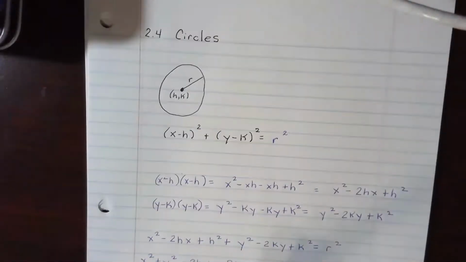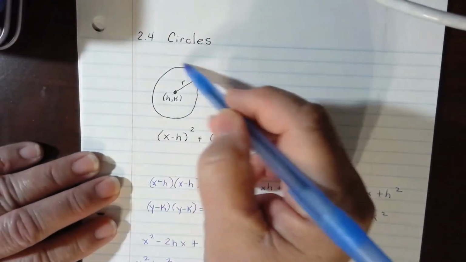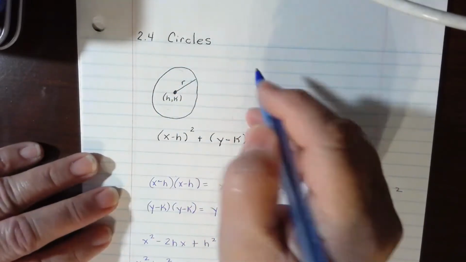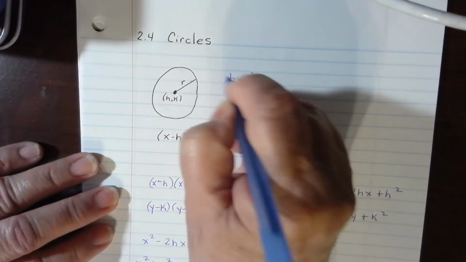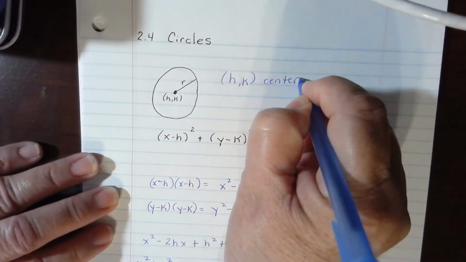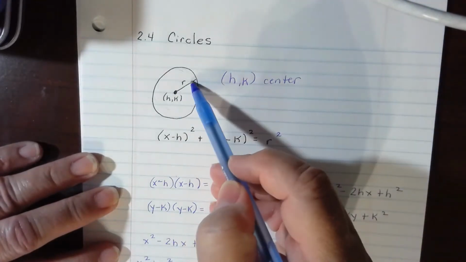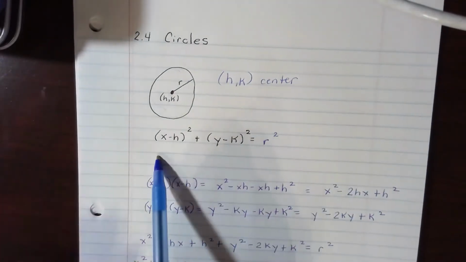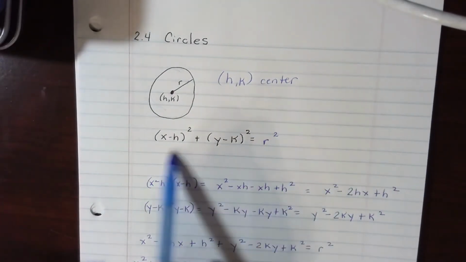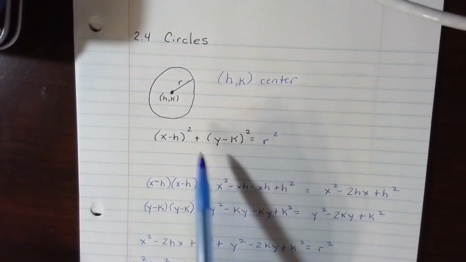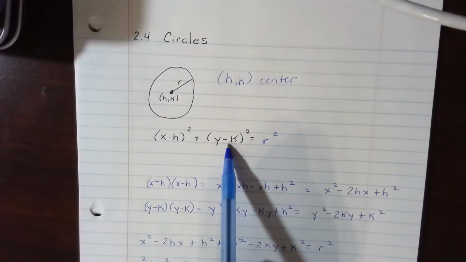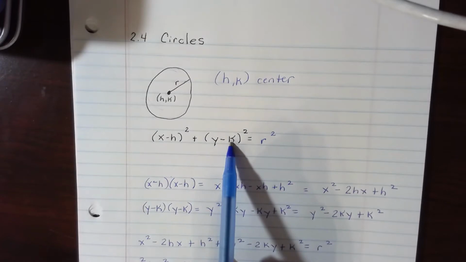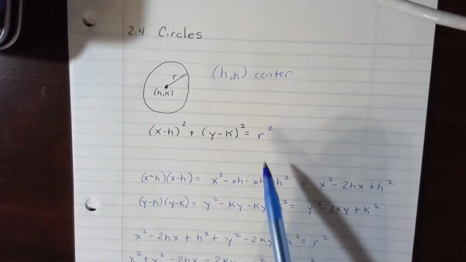Well, what that means is you have a group of points that are the same distance from this point (h, k), and we call (h, k) the center, and that distance is called the radius. It goes on to say below that the standard form for the equation of a circle is this, where h and k represent the center. Notice that it's x minus h and y minus k. Those minus signs are going to come into play.